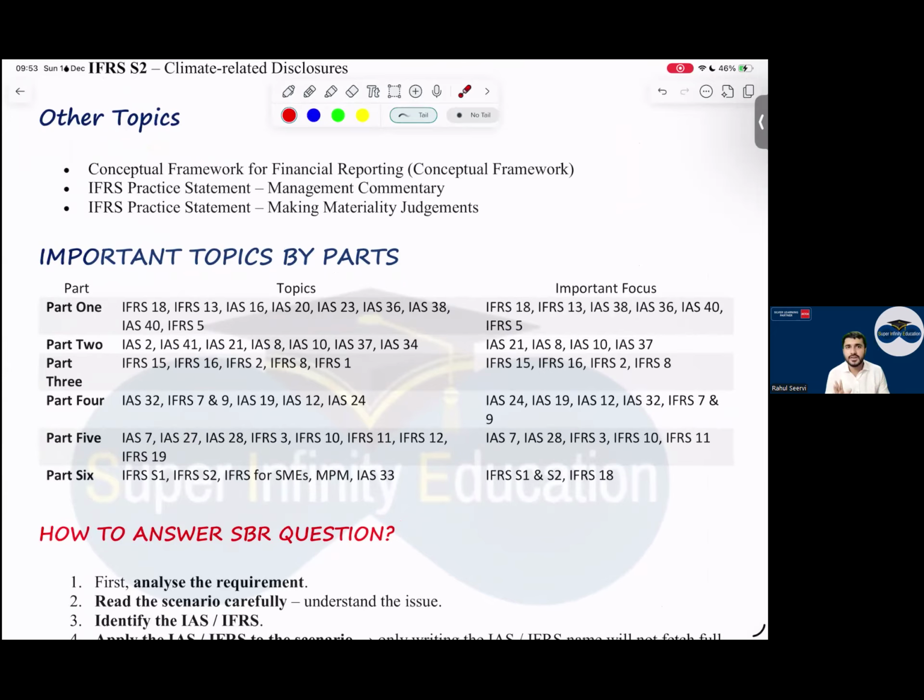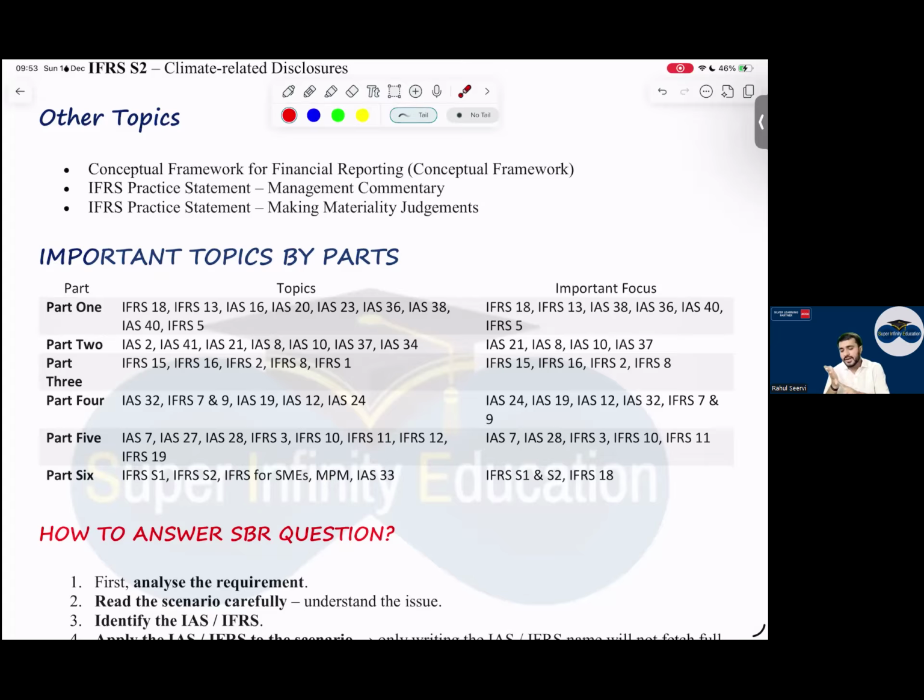Sir, are the FA and F7 standards important? IAS 16, IAS 2 inventory, IAS 41? Yes. In every attempt, your FR, your FA part is tested for 12 to 14 marks. If you think the small standards which we have already done in FR are not important, remove that from your mind.